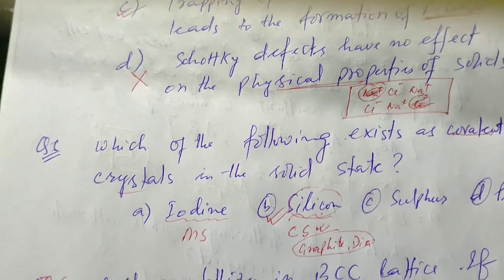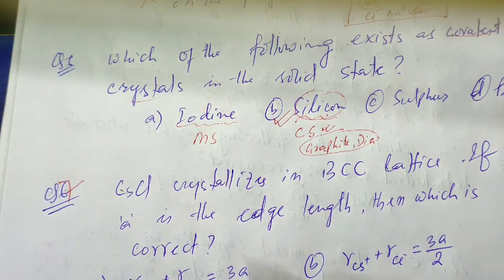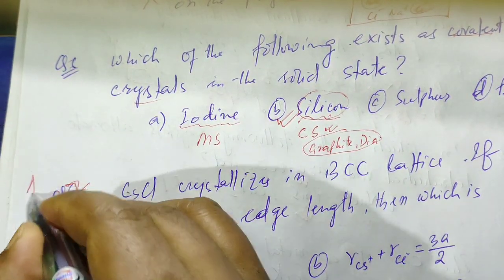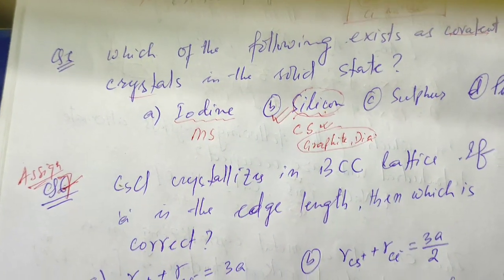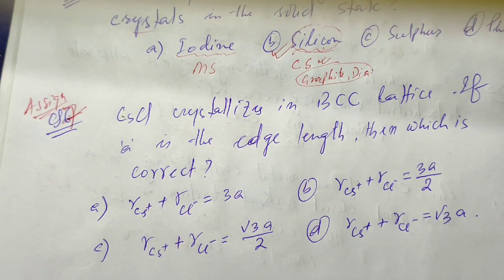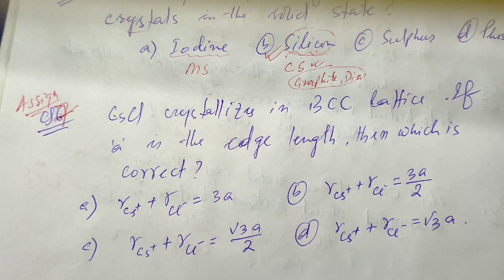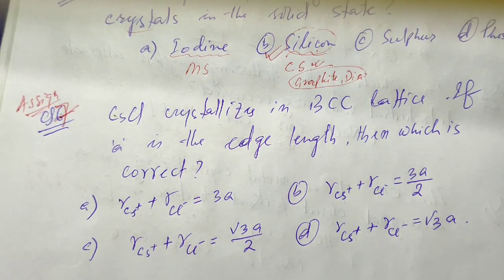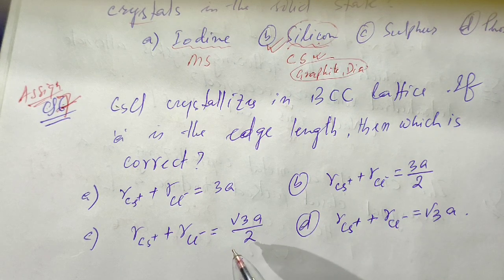Okay, the last question is an assignment for you guys. Please see the question. This is the 7th question, which is the assignment for today's lecture. Let me read the question. Cesium chloride crystallizes in BCC lattice. If a is the edge length, then which of the following relations is correct? These are the options. You need to choose the correct answer, and please write the answer in the comment below.